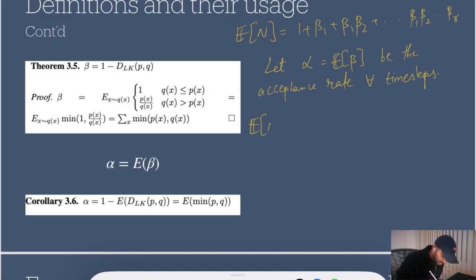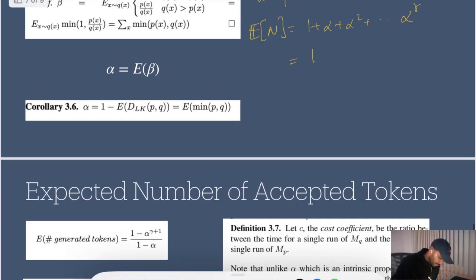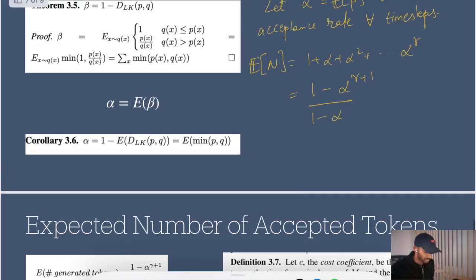which basically implies that the expected number of tokens is 1 plus alpha plus alpha square and so on until alpha power gamma, right? And so this is actually equal to (1 minus alpha power gamma plus 1) divided by (1 minus alpha). This geometric progression sums to this.